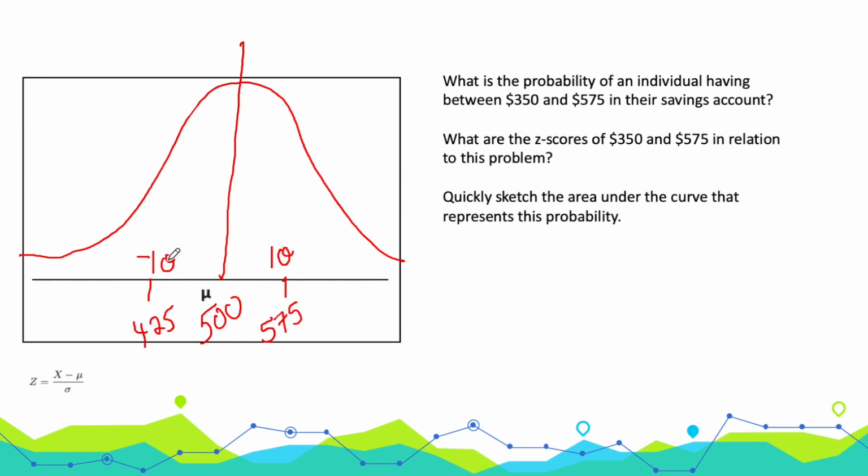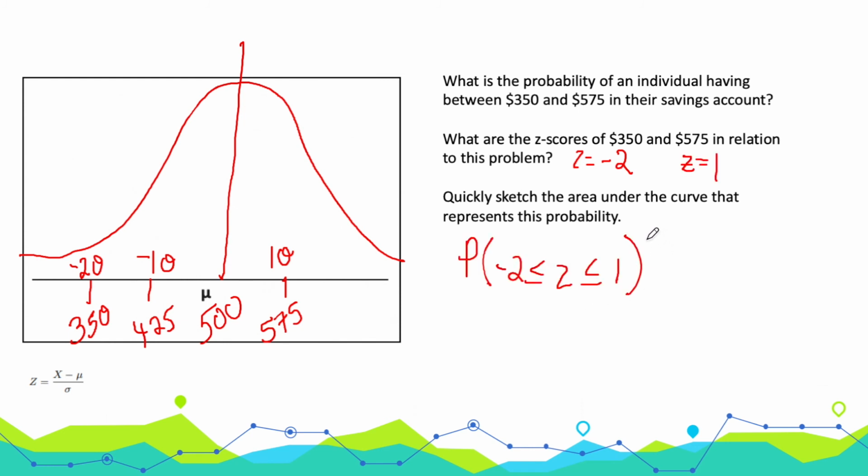1 standard deviation below mu is $425. And 2 standard deviations below mu is $350. Again, we've taken 500, we've subtracted 75, we've subtracted 75 again. That's how we get to $350. Now we're looking for the probability of having between $350 and $575 in a savings account. Here we've shown that the z-score of 350 is -2 because $350 is 2 standard deviations below mu, and $575 is 1 standard deviation above mu, so z equals 1.